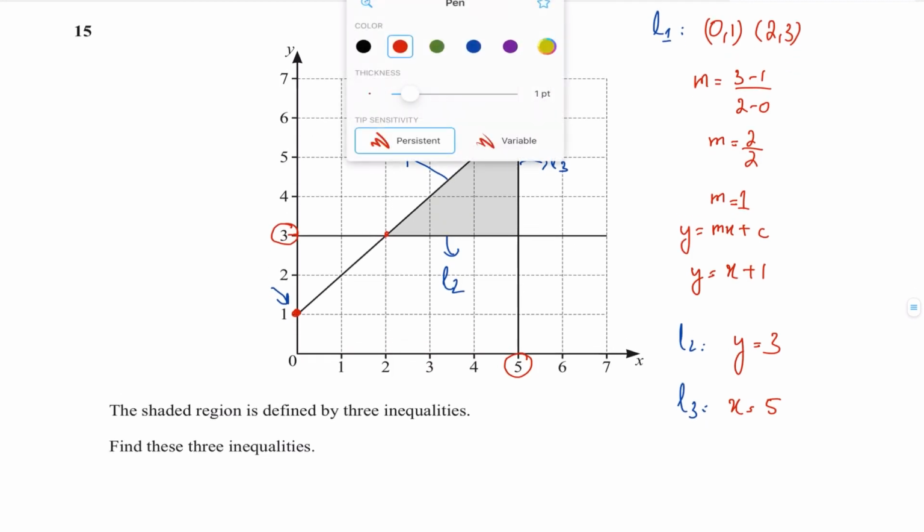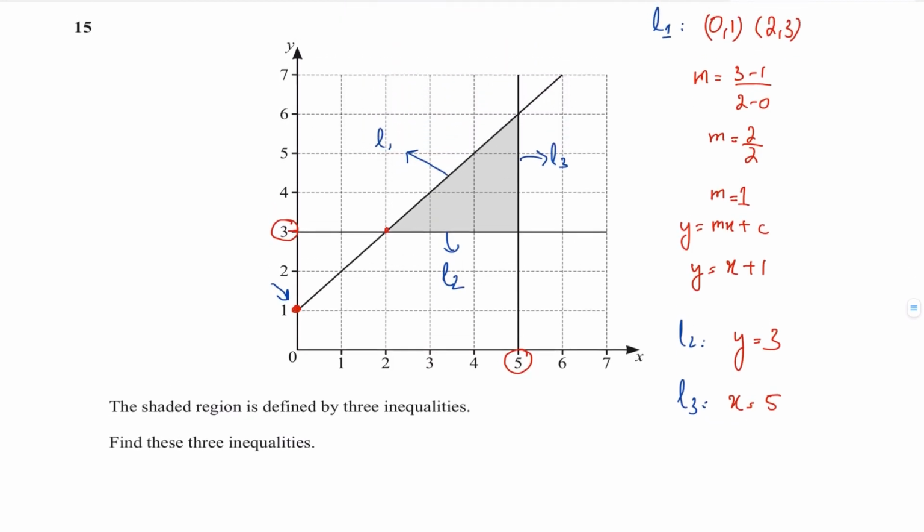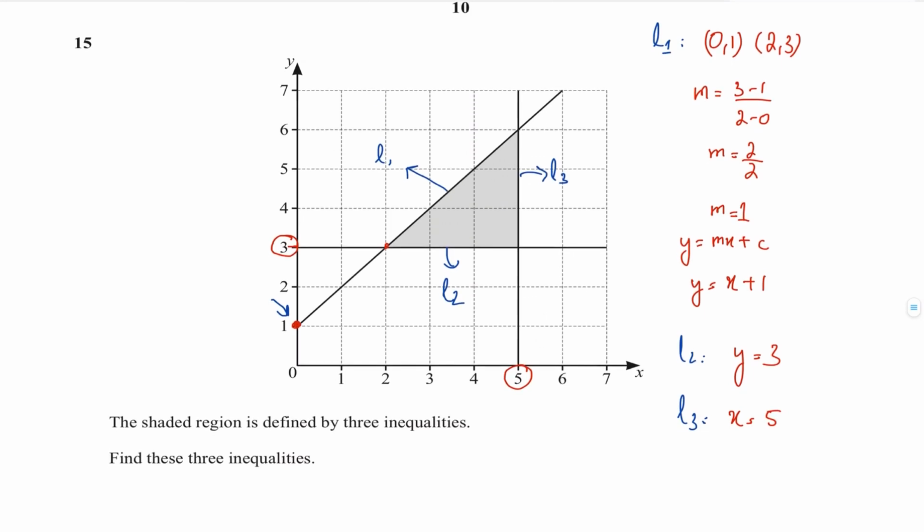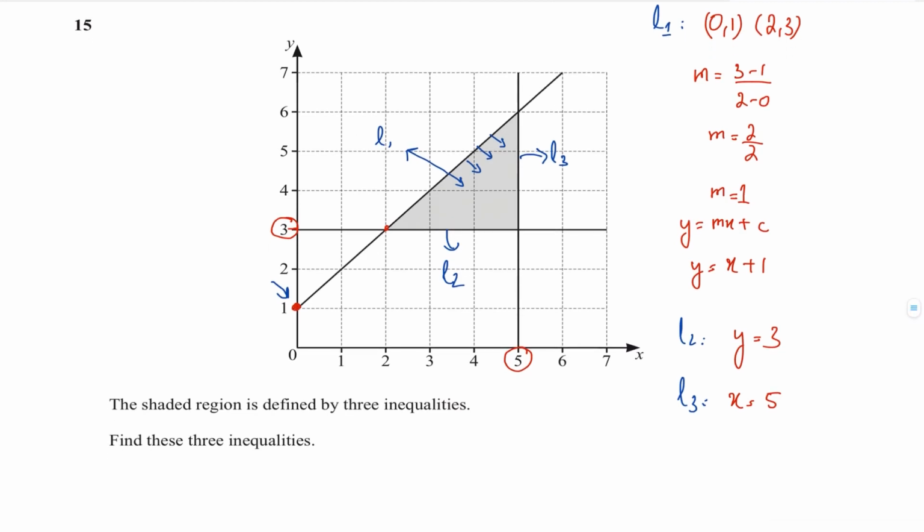Okay, now we have to define the shaded region by inequalities one by one. So we start by line 1, which has equation y equals x plus 1, and if we look at the shaded region, we can see that it is below the line. So below the line means it's going to be less than, and not only less than, in fact it's going to be less than or equal to, since the line is a solid line.